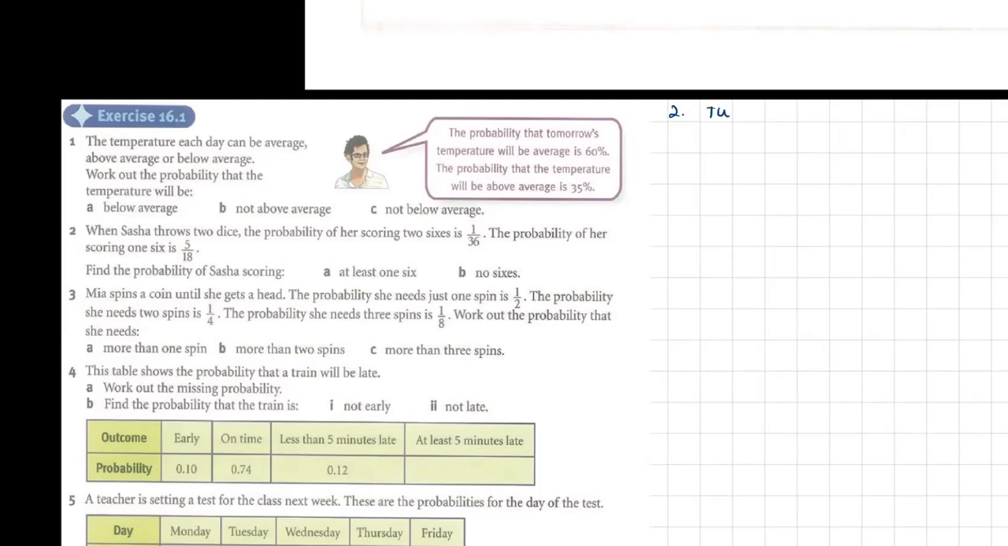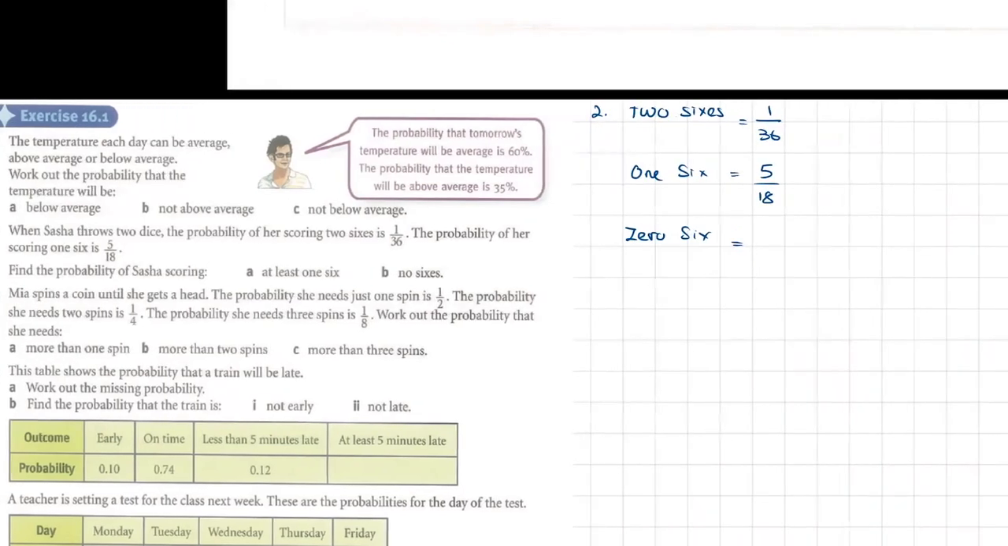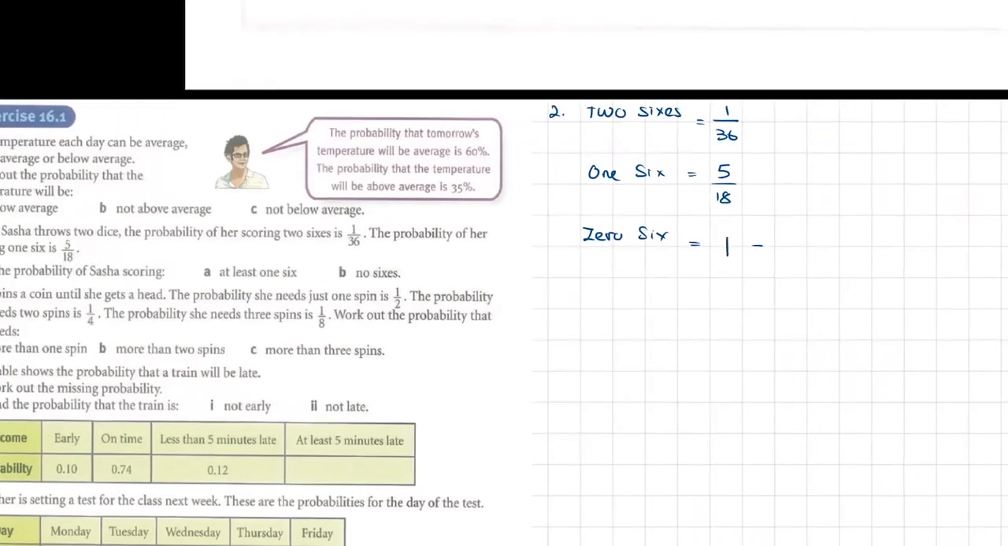So 2 sixes, 1 over 36. 1 six, 5 over 18. So what's lesser than 1? 0. So how do we find 0 sixes? So no sixes, none. So what we need to do is we take one whole, minus away the other two possibilities, and we should be able to get the answer.